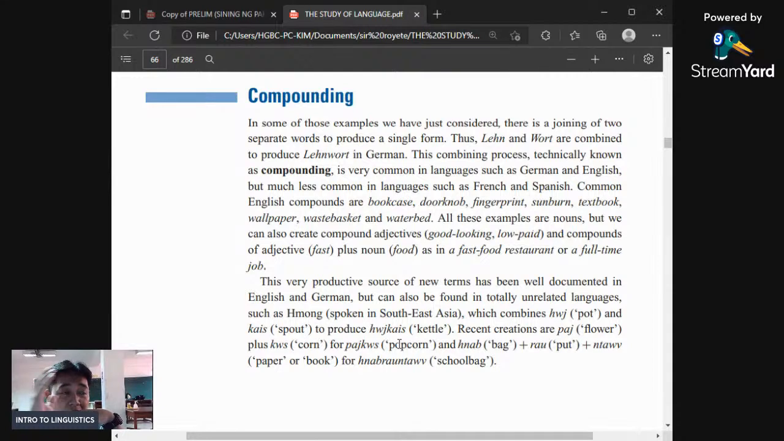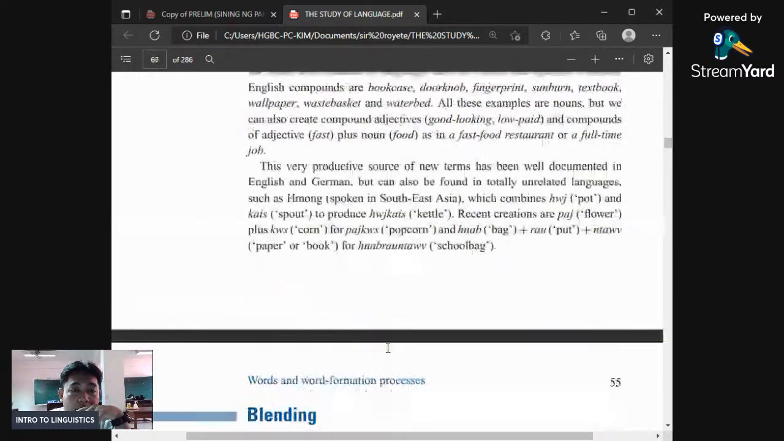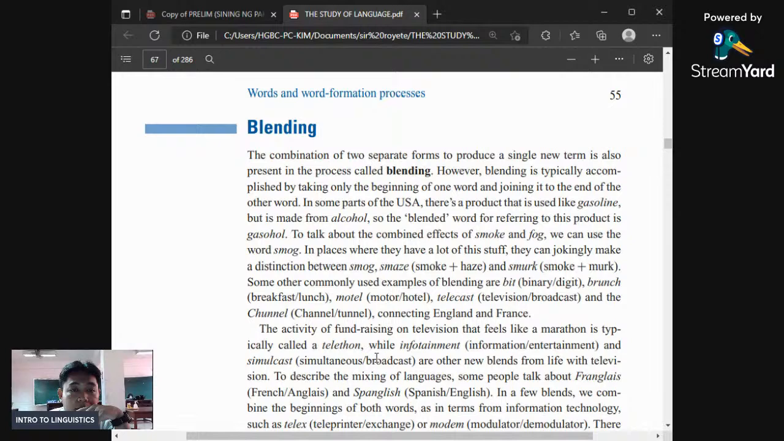So, aside from nouns, we also have compound adjectives for it. Good-looking, low-paid, and so on and so forth. All right. So yeah. Etymology, coinage, borrowing, and then compounding. Next one we have blending.